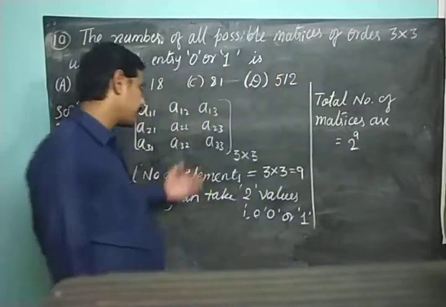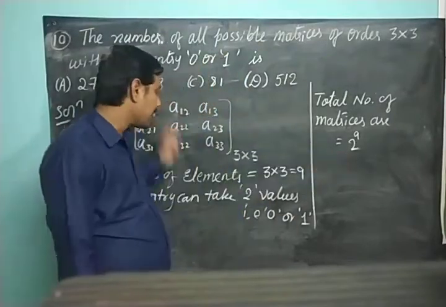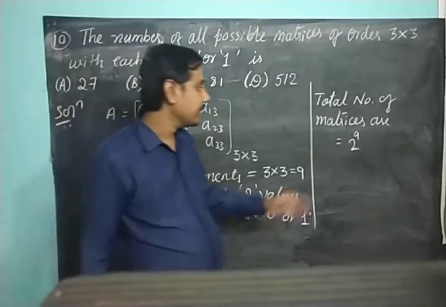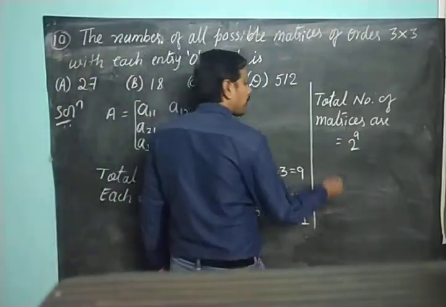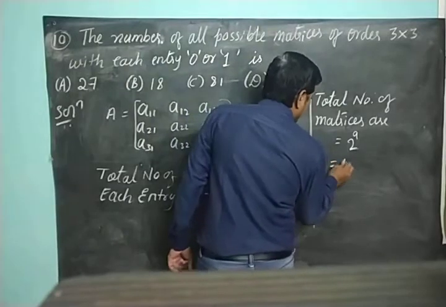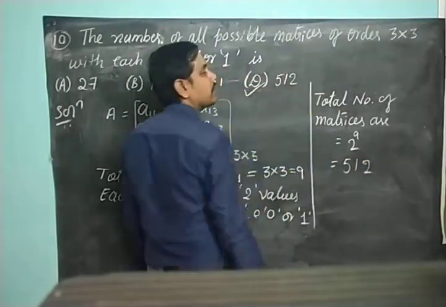So how many possible ways are there? 2. So 2 is at the base. How many total number of elements are there? 9. So 9 will be at the power. So what is 2 to the power 9? Nothing but 512. So this is the correct answer.